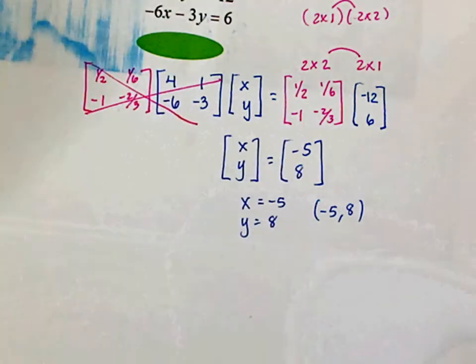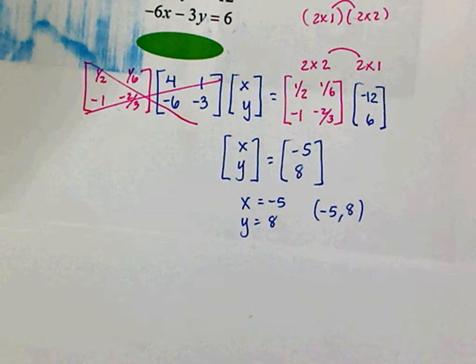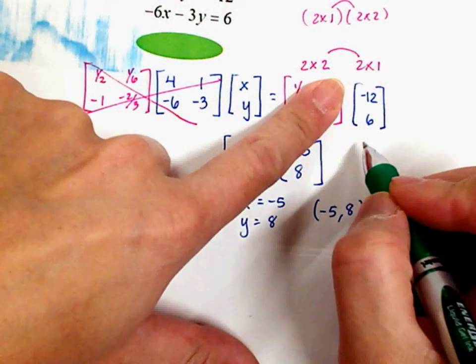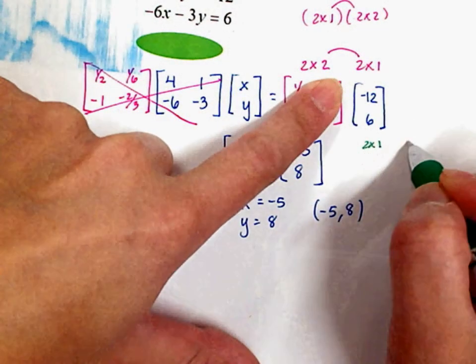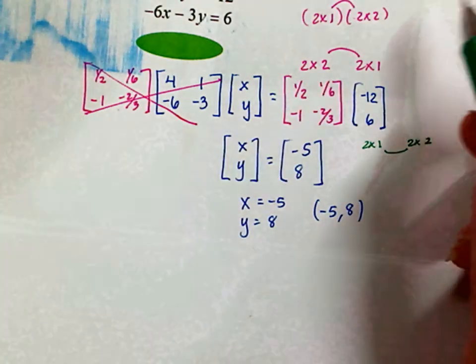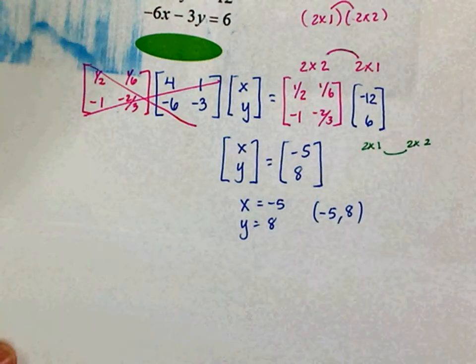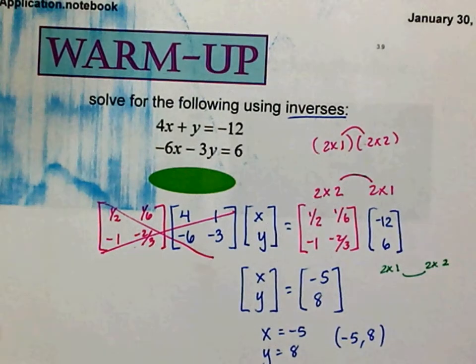Either way. And the reason you have to put the inverse in front of it is because if this was over here, you have a 2 by 1, and then you have a 2 by 2. You see how those two do not multiply. So you have to have a 2 by 2 and a 2 by 1 so that these guys will multiply. And there's your warm-up for 3.9.